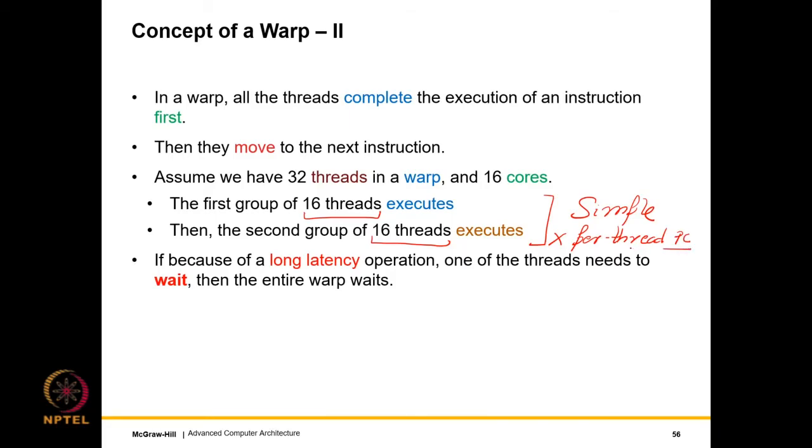So now I'm talking of a disadvantage. If, because of a long latency operation, one of the threads needs to wait, then the entire warp will wait. So the warp essentially does not leave a thread and go forward. The reason is that we are not maintaining a per thread counter or a per thread PC. So because we don't have a per thread program counter, if one of the threads stops, the entire warp stops.